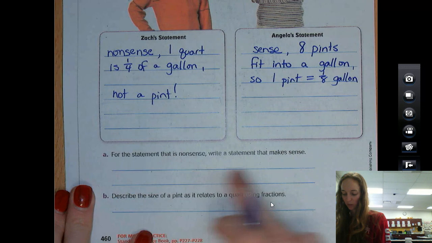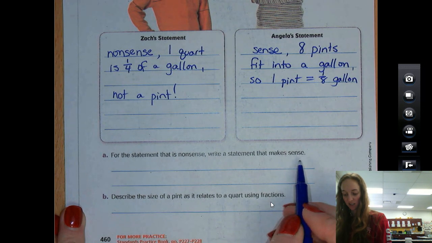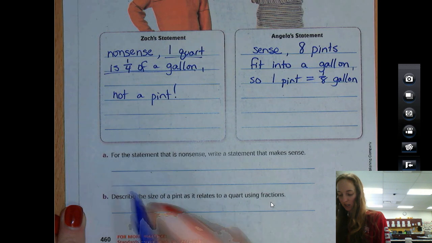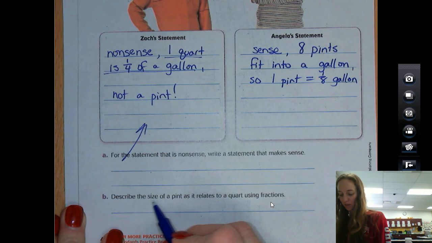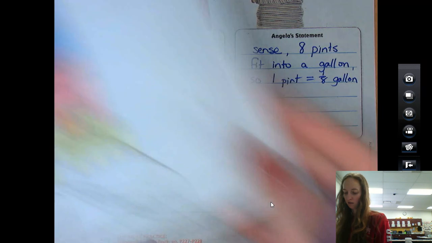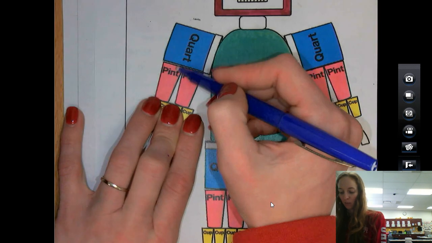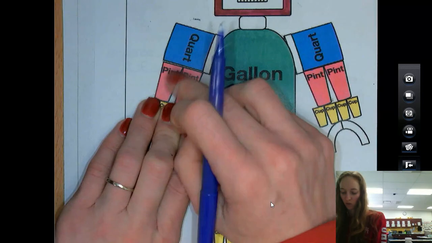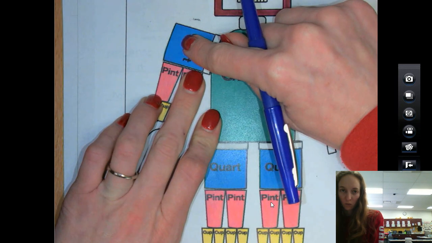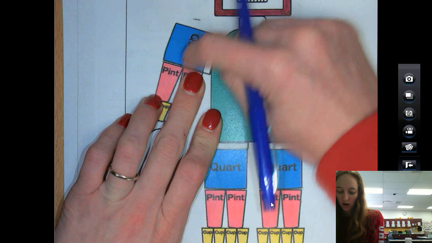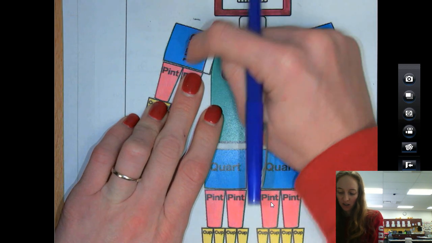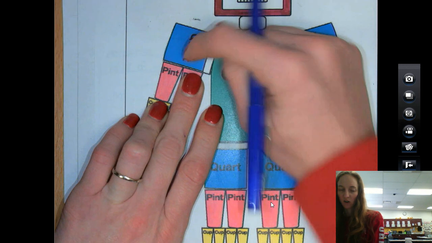All right, so we just explained this right here. Write a statement that makes sense. We did. Okay, 1 quart is 1/4 of a gallon. Okay, so we did that. It's up here. Describe the size of a pint as it relates to the size of a quart using fractions. Okay, a pint and a quart. Okay, so 1 pint, if I just slid 1 pink pint up here, 1 pint would fill how much, what fraction of that quart? I just took this 1 pink pint right here and I slid it up into my quart. It would fill how much of my quart?